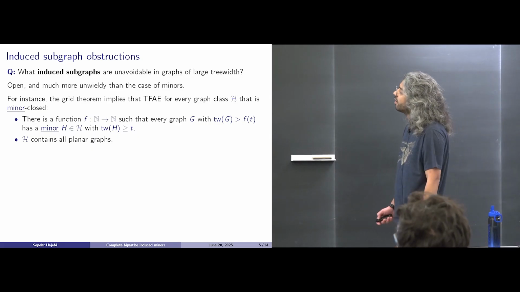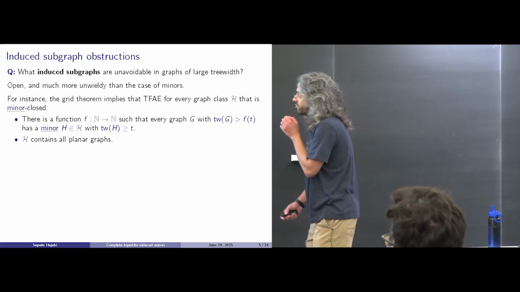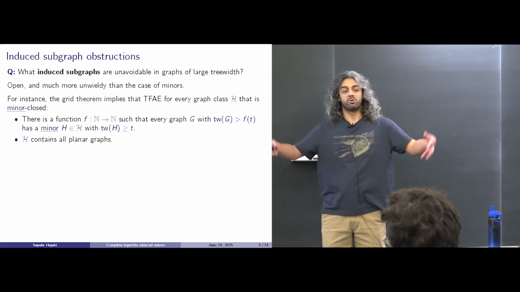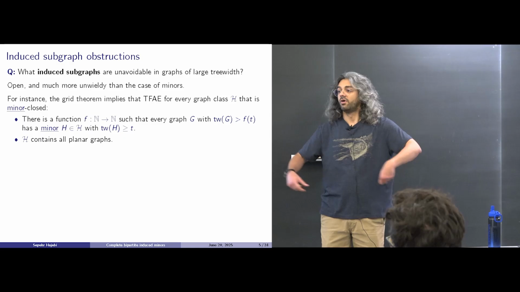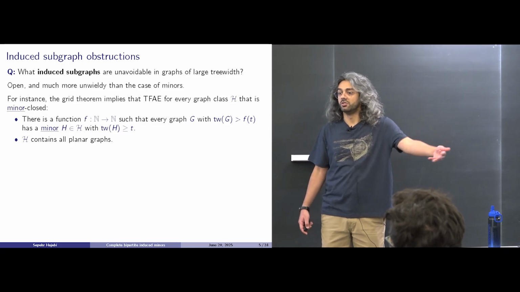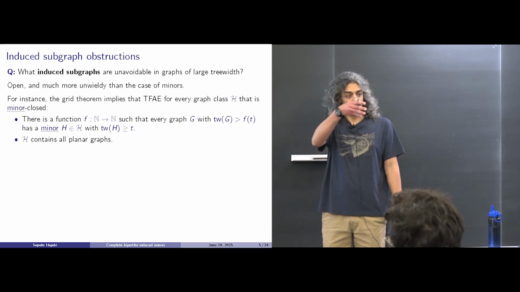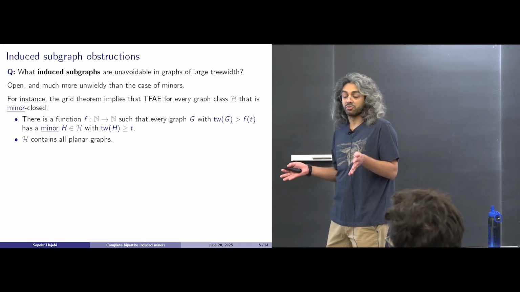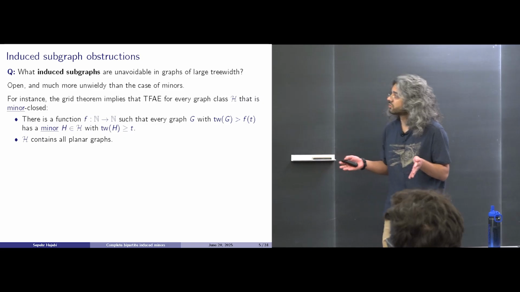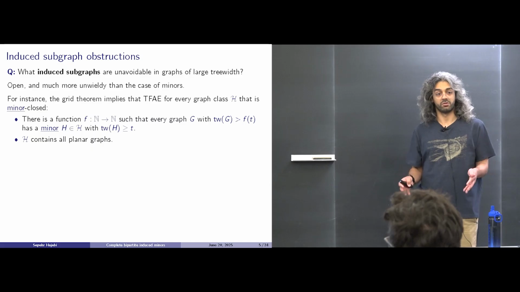So you see, the grid theorem is easily seen to imply the following: if you pick a graph class that is closed under taking minors, then this class of graphs is a valid set of minor obstructions to bounded treewidth, meaning every graph of sufficiently large treewidth contains some graph in this class of large treewidth as a minor, if and only if this class contains all planar graphs. So a minor-closed class of graphs is a valid set of obstructions to bounded treewidth for minors, if and only if it contains all planar graphs.